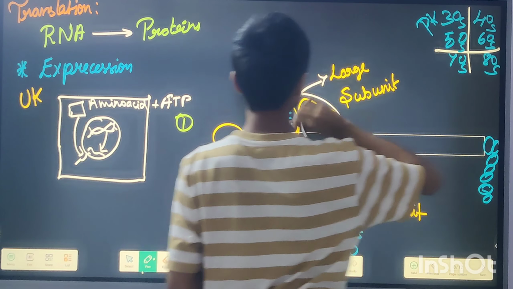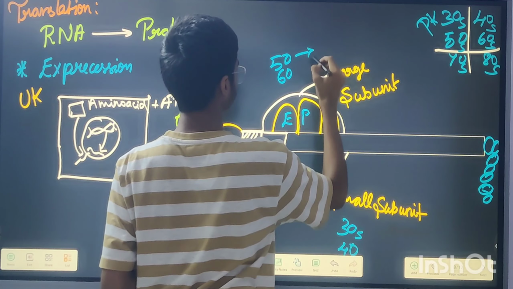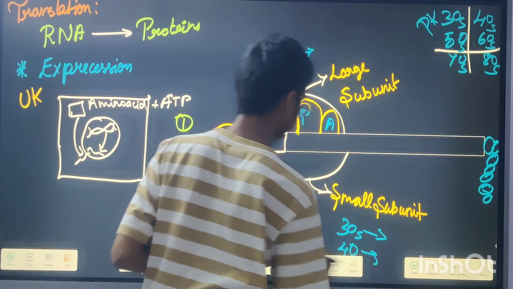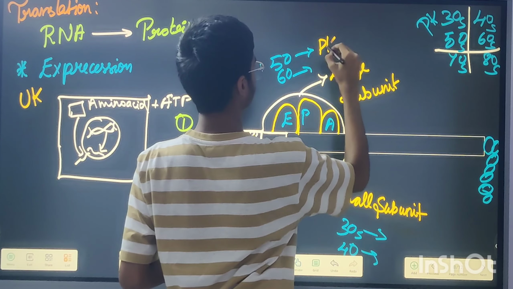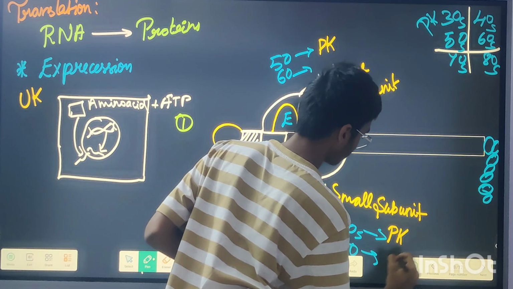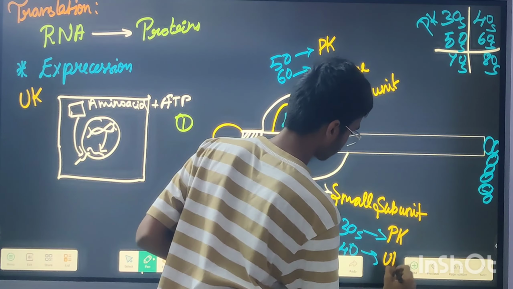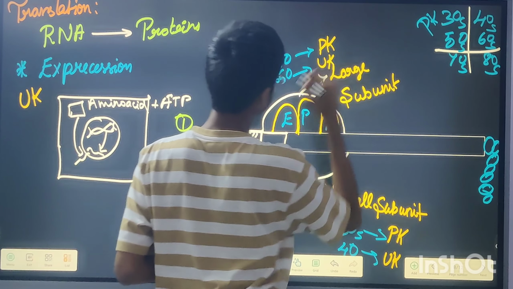So yeah, this is for different, this is also for different. What are they? Here, this is for prokaryotes, and this is also for prokaryotes. This is for eukaryotes, and this is also for eukaryotes.